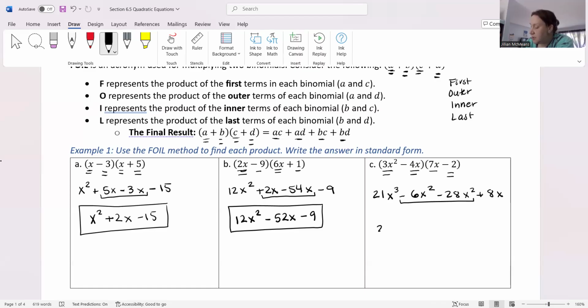So I'm first going to drop down 21x to the third. And then I've got negative 6x squared minus 28x squared. So when I subtract those, I get negative 6 minus 28. That's negative 34x squared. And then we end with just plus 8x. And this is in standard form because looking at our variables, we have them in order from highest exponent to lowest exponent. So that is multiplying two binomials using the FOIL method, okay?